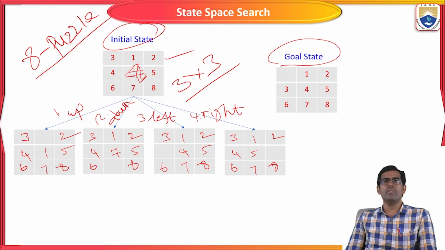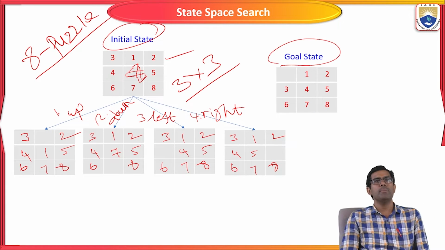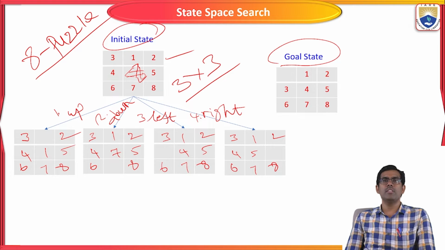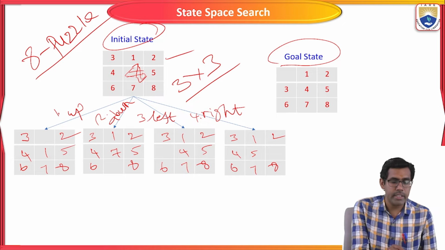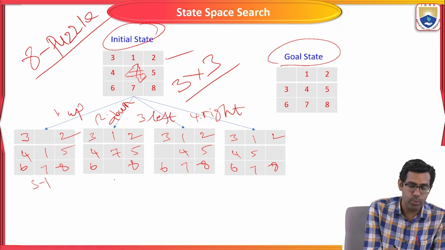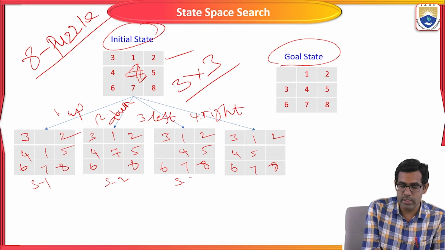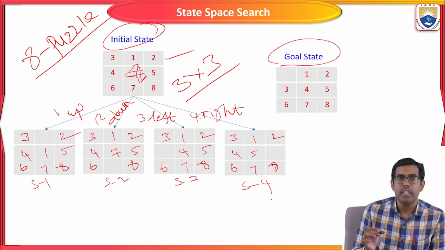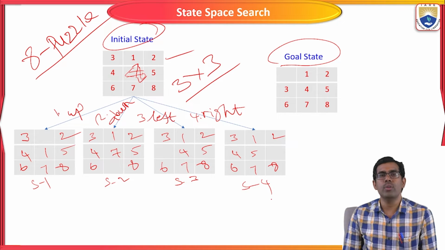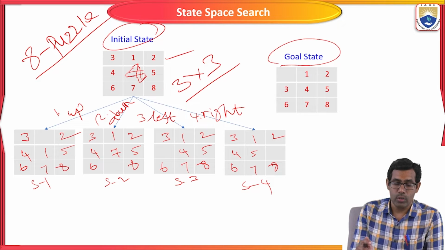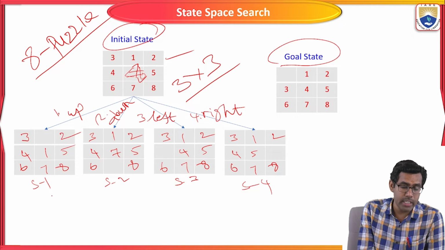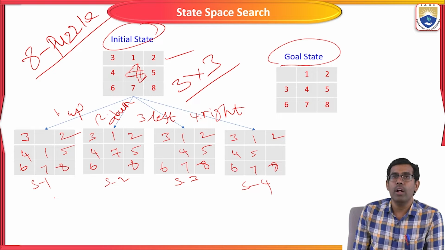Like this. Now we perform some specific operation based on that initial state to reach the goal state. Now, each and every state: this one is state 1, this one is state 2, this one is state 3, this one is state 4. So now we have to compare each and every state to the goal state. Okay, so now I am comparing state 1 with the goal state.